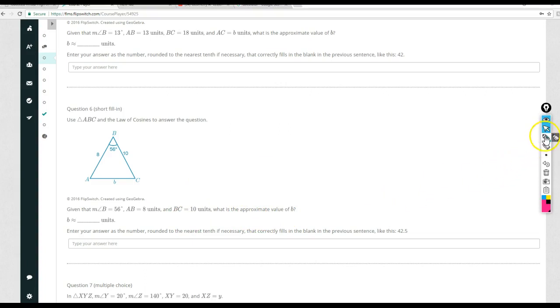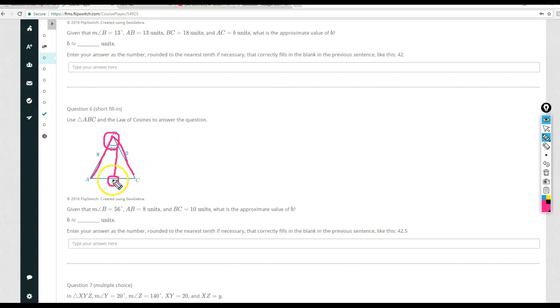So how I remember the law of cosines is in relationship to the side lengths. So the side I want to find is little b, right here. Do I have its opposite angle? Yes. Do I have the adjacent side lengths to that angle? Yes, I have 8 and 10. Then I can use the law of cosines.